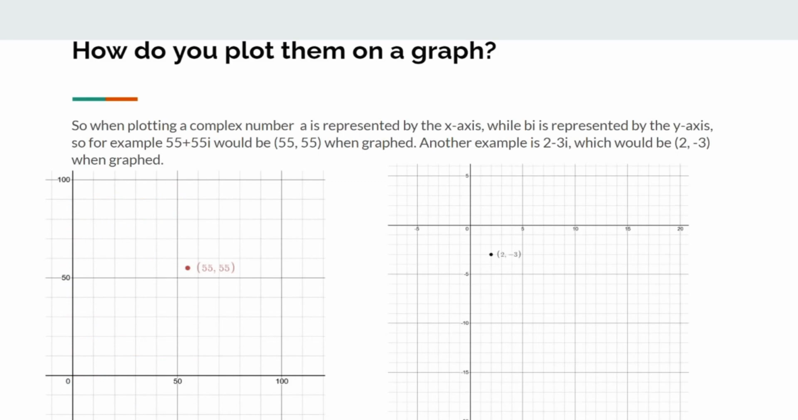So next we're going to go over how to plot complex numbers. When plotting a complex number, a is represented by the x-axis, while bi is represented by the y-axis. So for example, 55 plus 55i would be (55, 55) when graphed. Another example is 2 minus 3i, which would be (2, -3) when graphed.